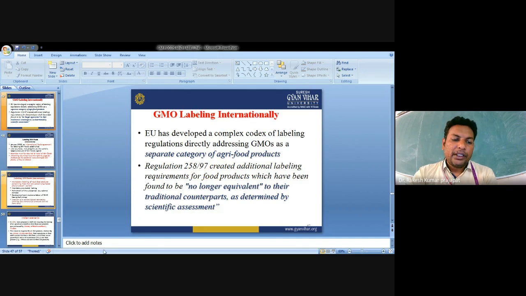GMO labeling internationally. If we talk about GM labeling, we must ask what the requirements are for implementing GM labeling standards. Before any labeling, there should be rules which can be implemented by the government. Different standards services would have to be set up to conduct testing for the presence of GM ingredients and certification, and to ensure that the quality standards are clear and achievable.